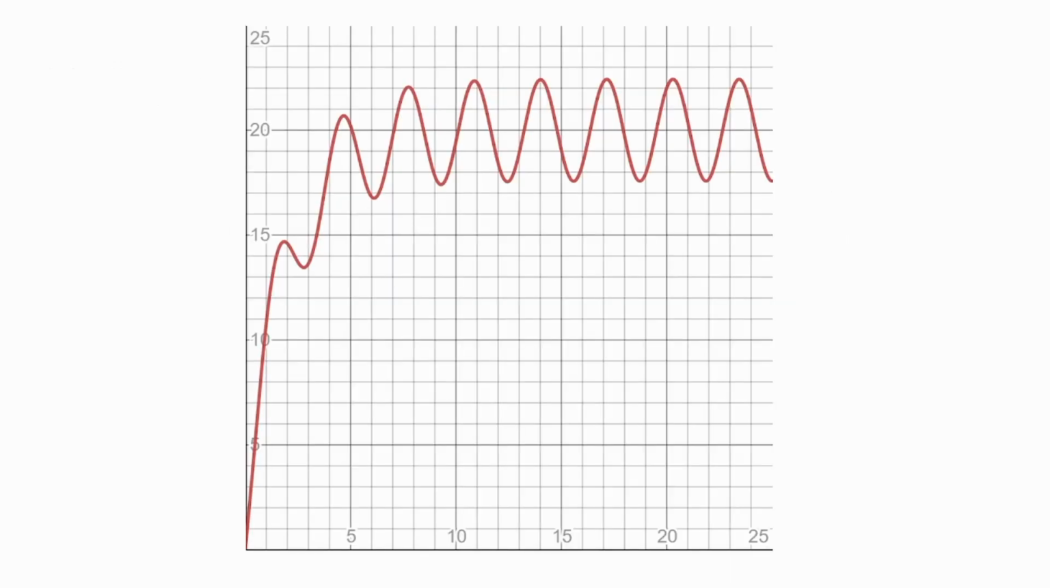Yay! And this is what the function looks like. The y-axis is metric tons, and the x-axis is years.